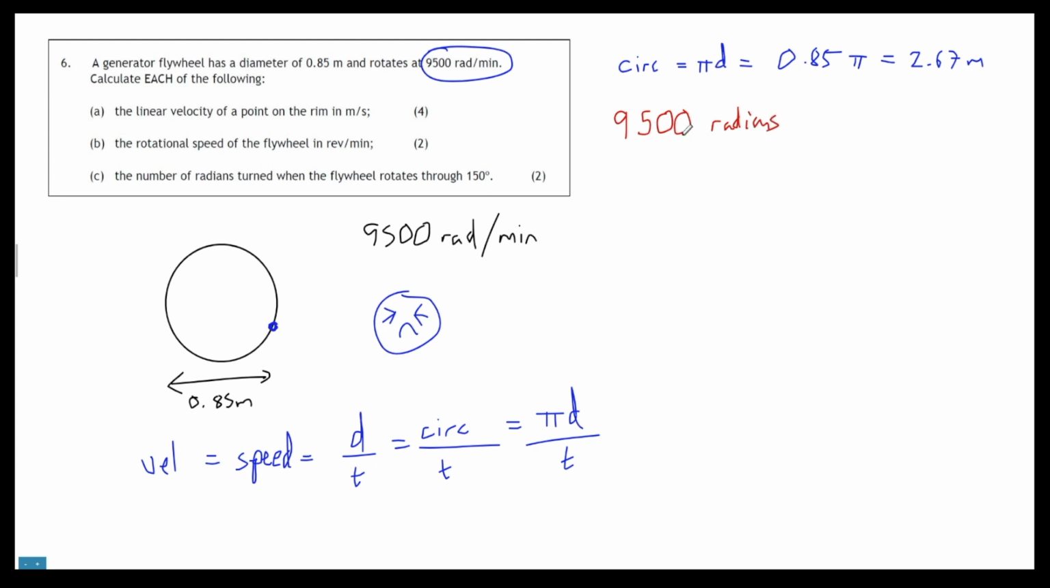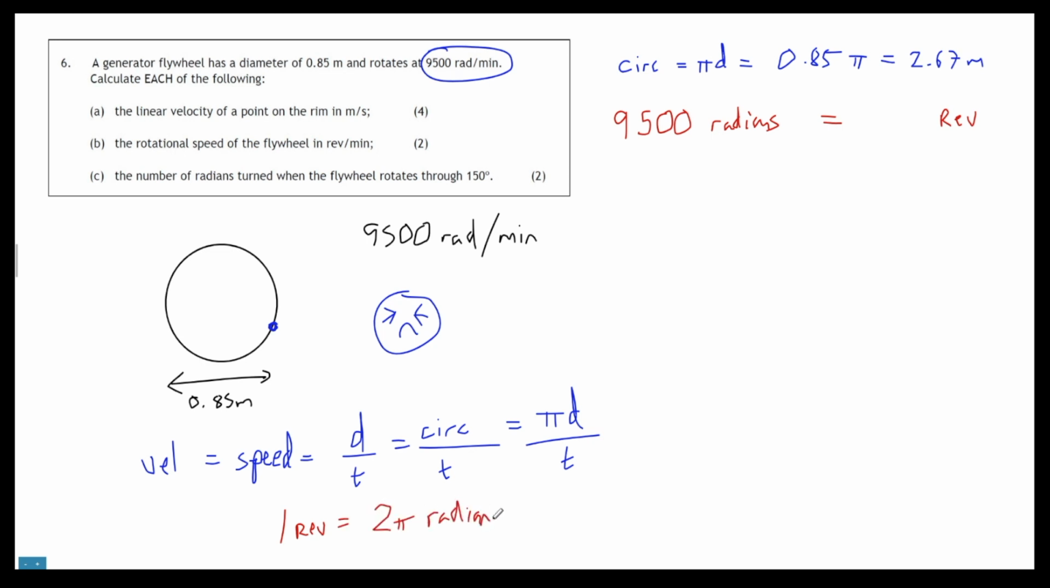How many radians are there in one revolution? Well, let's do it the other way. I want to turn it into revolutions. So 1 revolution is actually going to be 2 pi radians. 1 revolution is equal to 2 pi radians.